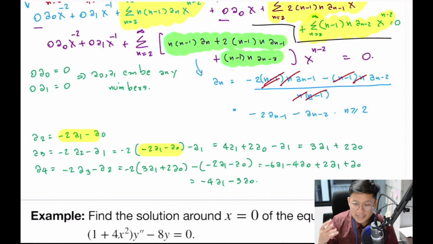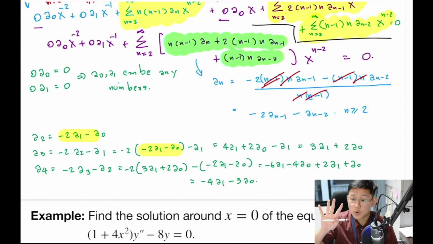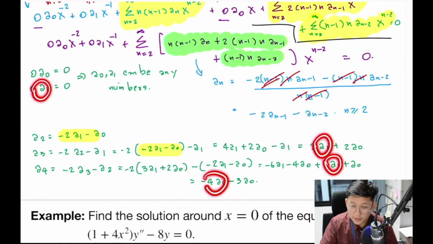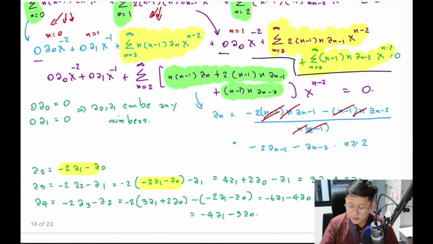And guys, right now it's enough. We already have 4 terms for a1 and 4 terms for a0, right? Because we have a0, any constant here, we have 1a0, 1a0, 1a0. So we already have 4 a0s, and we already have 4 a1s as well. So it's enough. You don't need to go for a5, a6, a7, okay? As long as you can get 4 terms for a0 and 4 terms for a1, that is done.